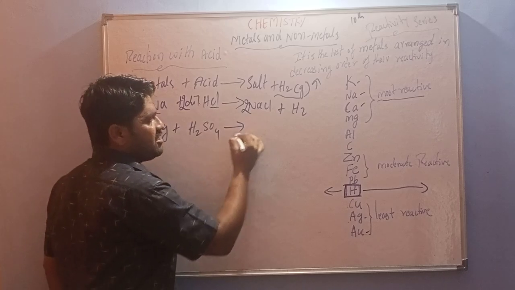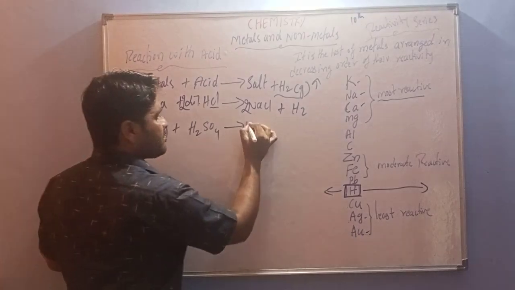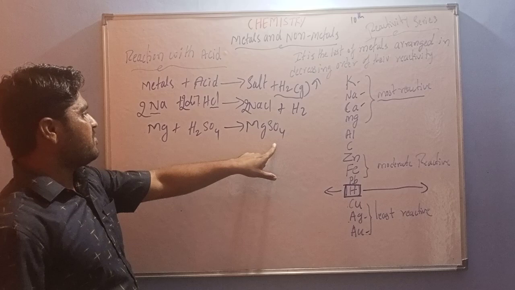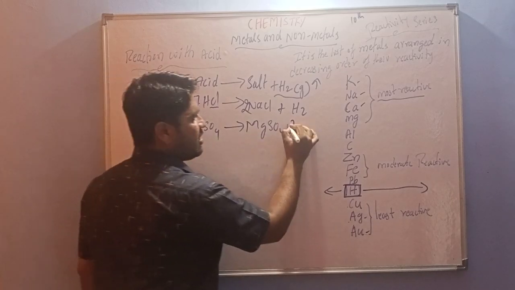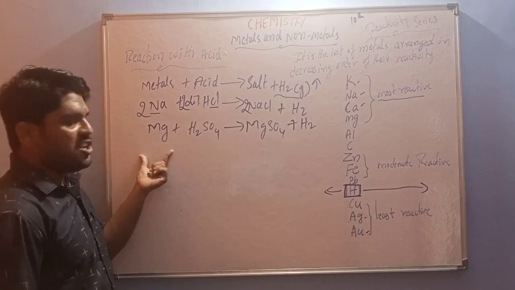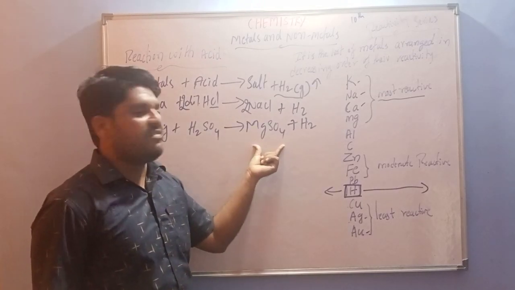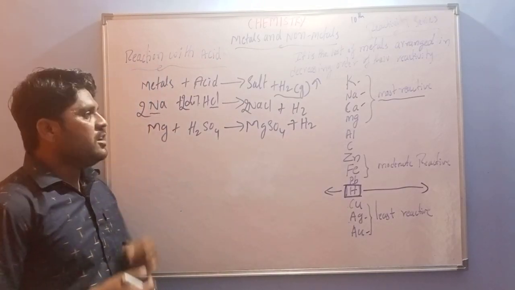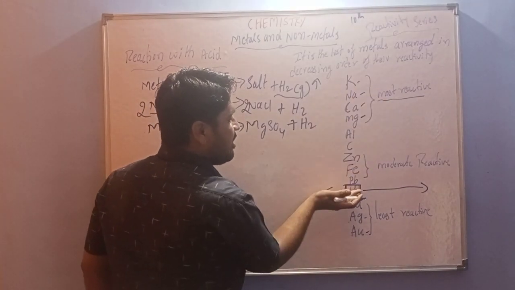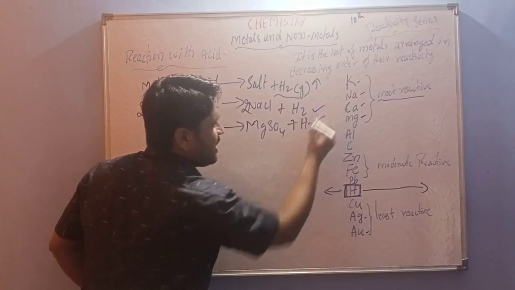In this reaction, can you guess the products? The products are MgSO4, magnesium sulfate, and the remaining is hydrogen gas. When magnesium reacts with sulfuric acid, it produces magnesium sulfate and hydrogen gas. In the same way, magnesium and sodium are present above hydrogen. That's why these metals produce hydrogen gas.